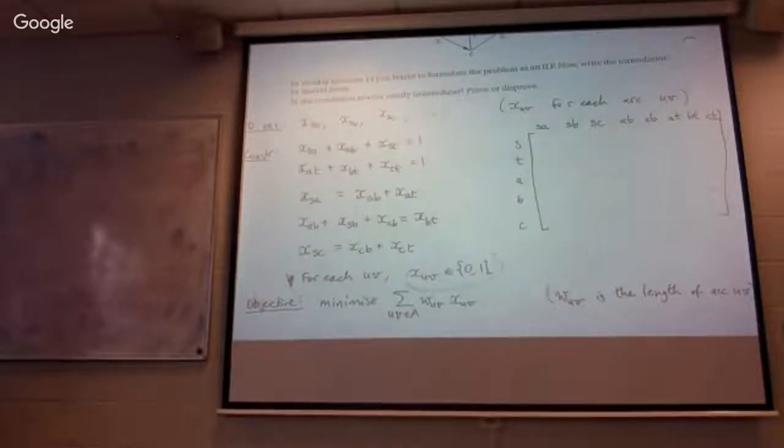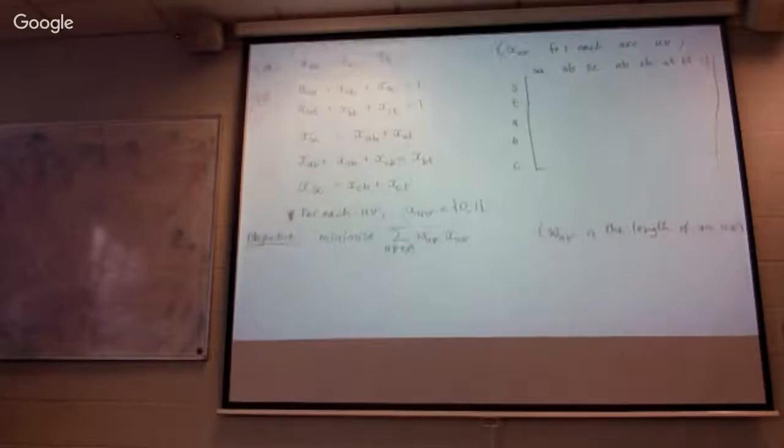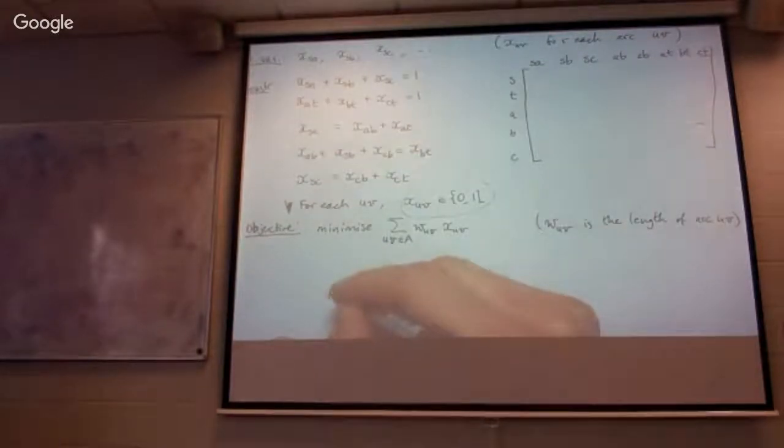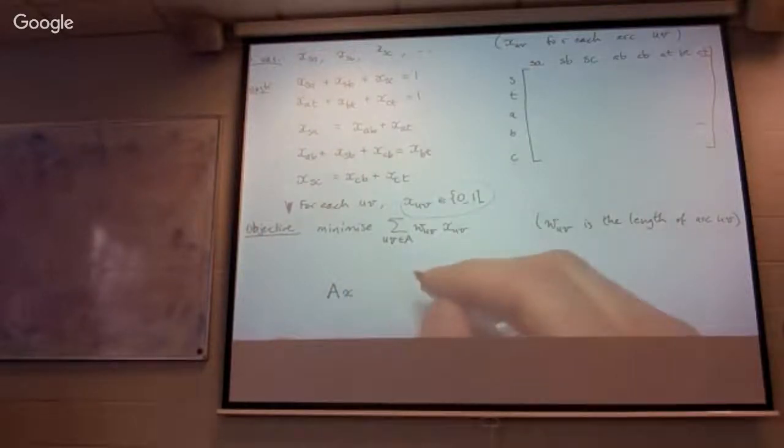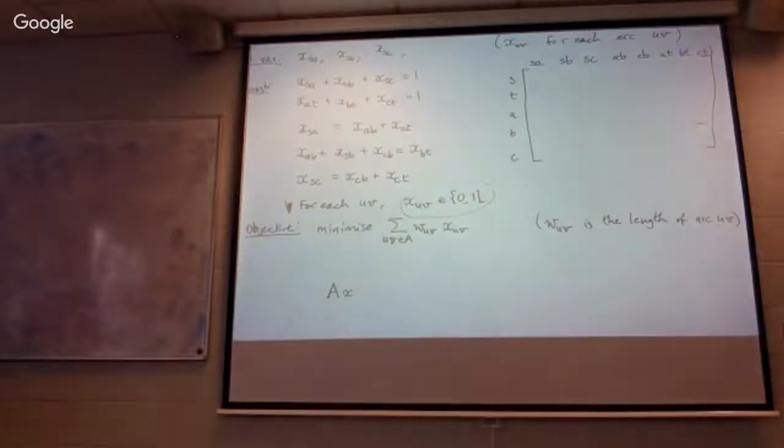Because how do you write this well? Just so everybody knows what I'm trying to do, in case people don't, I'm trying to write the constraint as Ax less than or equal to b. So I'm slightly in trouble there. But that's okay.